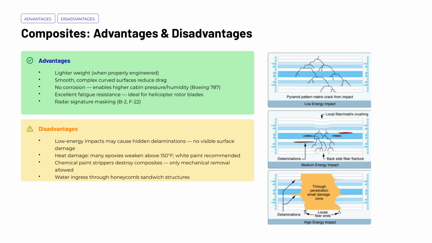And in military aviation, their ability to mask radar signatures is critical. The B-2 and F-22 are prime examples.